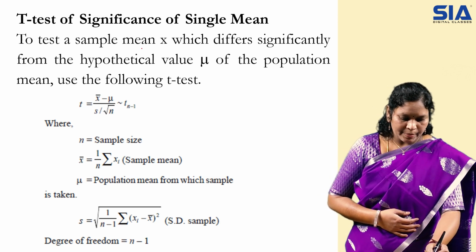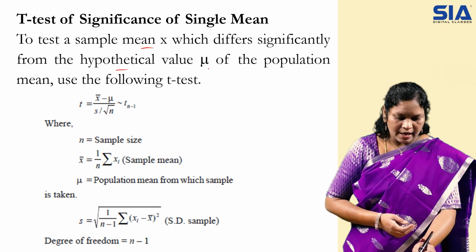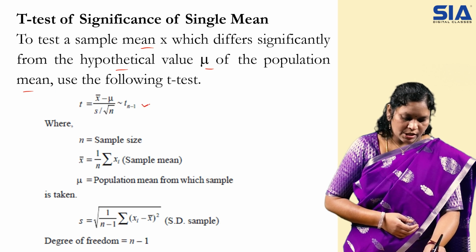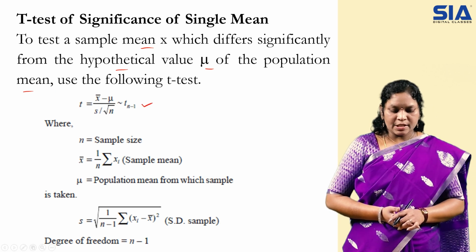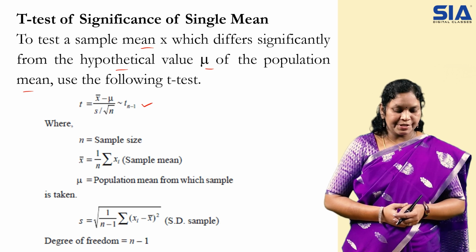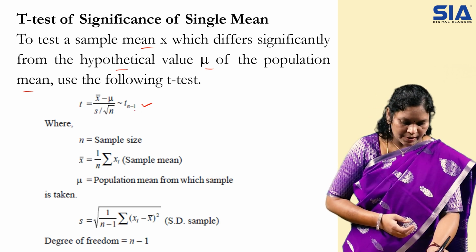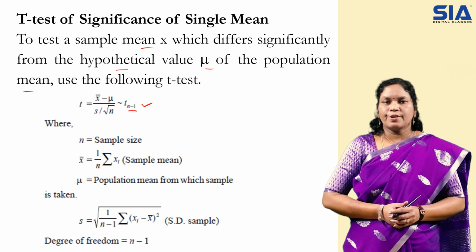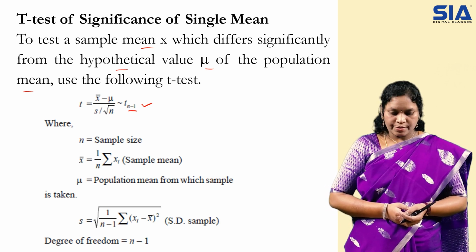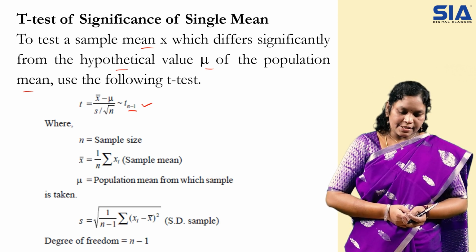To test whether a sample mean x bar differs significantly from the hypothetical value mu of the population mean, we use the following t-test. t is equal to x bar minus mu divided by s by root n. That is our formula, the test statistic, and it comes out of the t-test with n minus 1 degrees of freedom. It's a small sample, and small samples always have degrees of freedom.